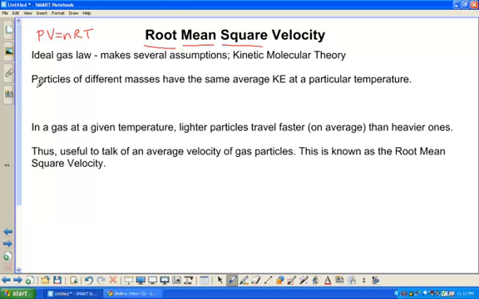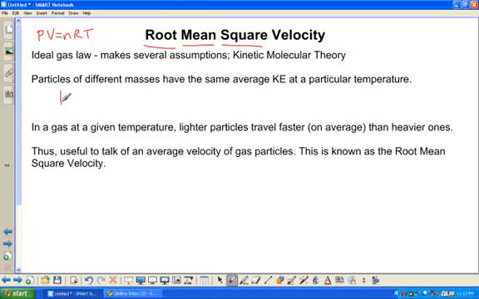And it turns out that in a particular sample of gas, no matter what's in there, particles of different masses all have approximately the same kinetic energy, or the same average kinetic energy at a particular temperature. So if you have hydrogen, nitrogen, carbon dioxide and oxygen all in a particular container, they would all have approximately the same temperature, the same kinetic energy, even though they all have different mass.